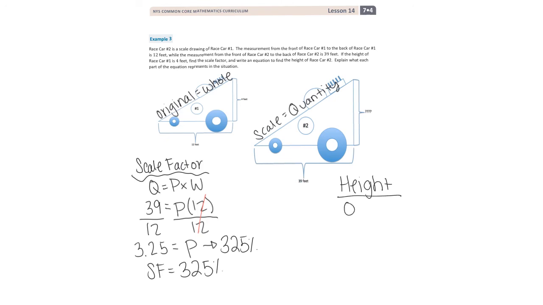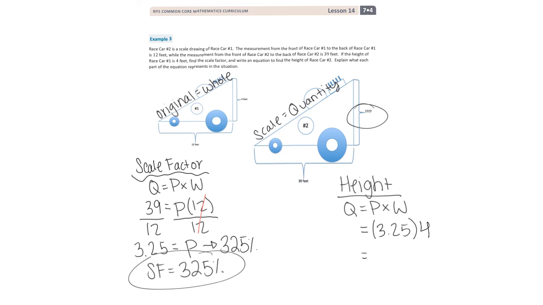Quantity equals percent times whole. And what we want to find out is our quantity for this height, because we don't know what it is here, and we know that our scale race car is the quantity. So our percent is going to be 325% from our scale factor, but we need to turn that into decimal form. So we're going to move the decimal 2 places to the left, and we're going to get 3.25. So now we have 3.25 times our whole from our original, which is 4.